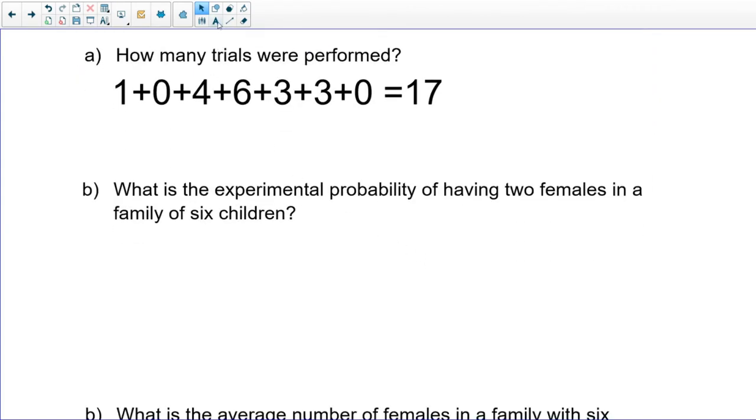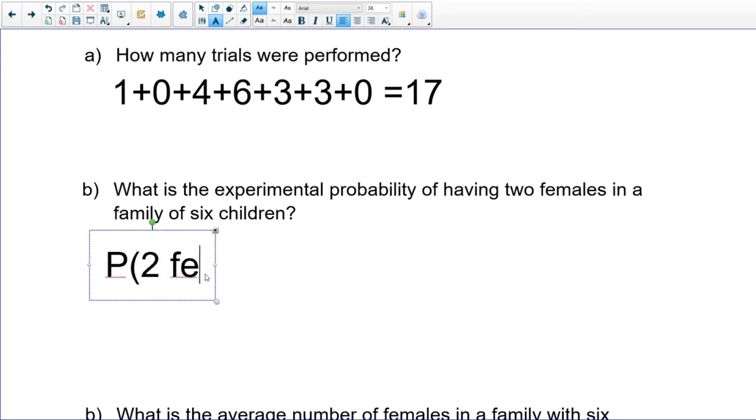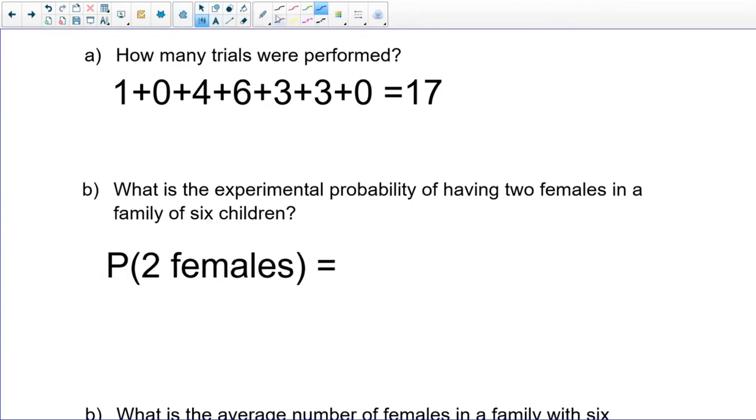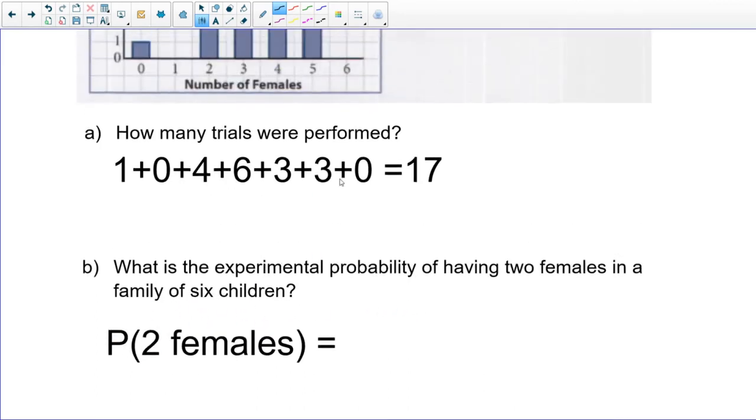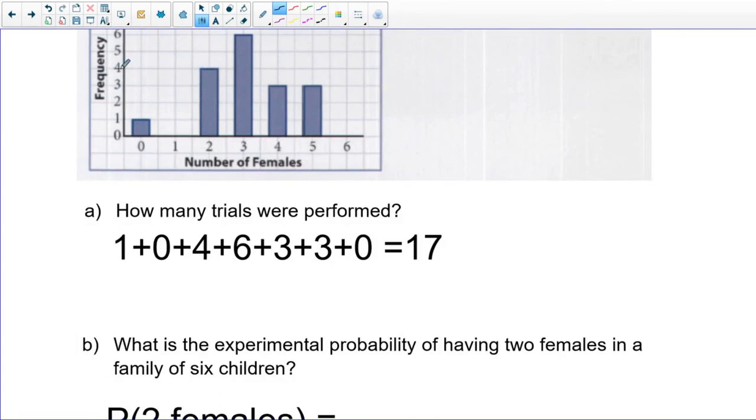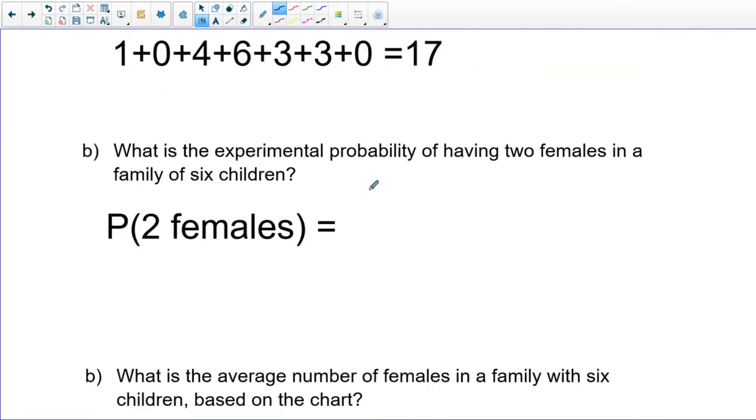Now to write this the proper way, what you do is you write P for probability, and in a bracket you write what we were looking for as our successes. Okay? So I'm going to use a pen to write this down. It's a little bit easier to do a fraction with writing here. So the probability of 2 females, so again, if we look up here, that happened 4 times. So it's 4 out of 17.